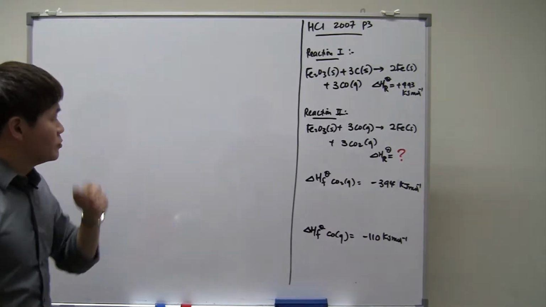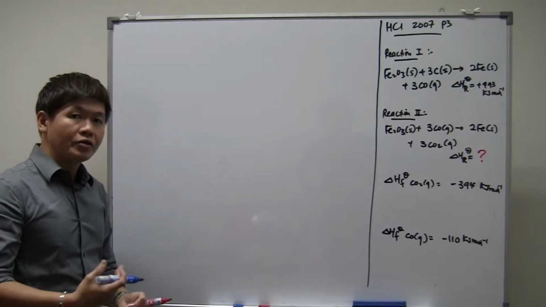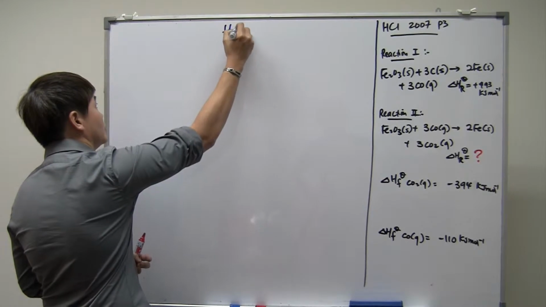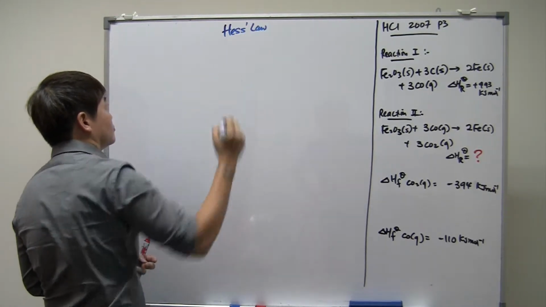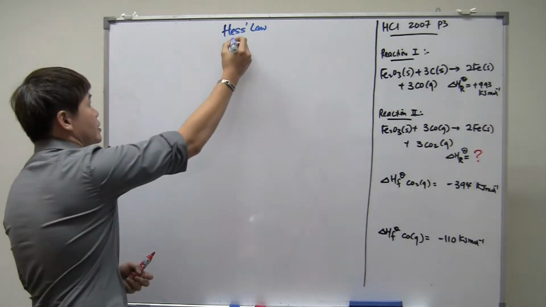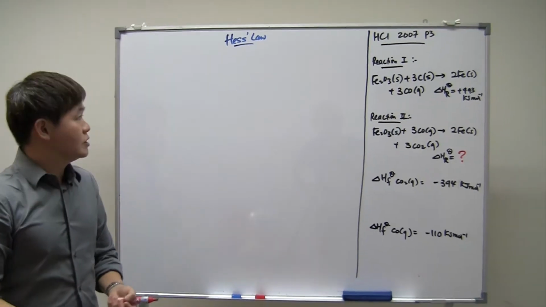Well, all of us know from our schools that we need to form energy cycles or energy level diagrams, and we're going to use Hess's law to solve this. So I'm going to talk a bit about Hess's law. What is the essence of Hess's law and how did Hess's law come about? Well, actually, Hess's law is nothing new. Hess's law came about from some fundamental properties of functions like enthalpy.